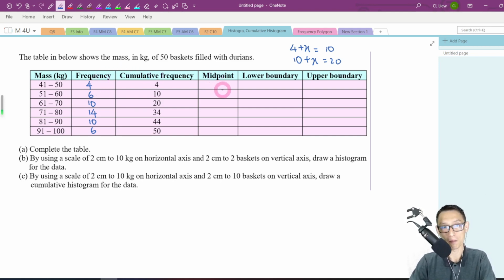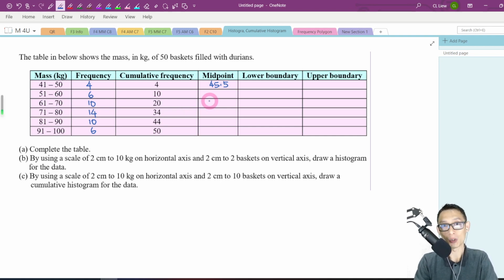Now let's go to the midpoint. How do we determine the midpoint? I hope that you still remember what I told you in the previous video. Take 41 plus 50, the lower limit plus the upper limit, and then divide by 2. You will get 45.5. Okay, so do you need to calculate the midpoint for every class interval here? Like 51 plus 60 divided by 2, 61 plus 70 divided by 2. If you want to do so, yes, it is fine.